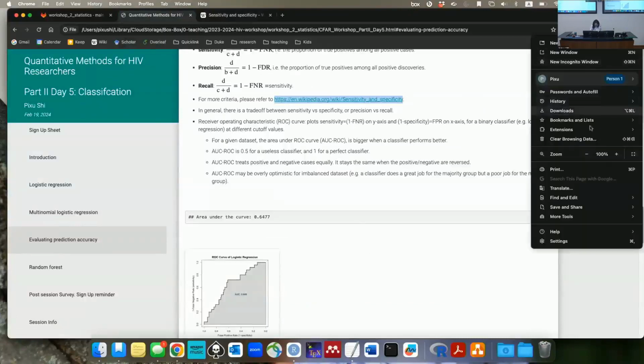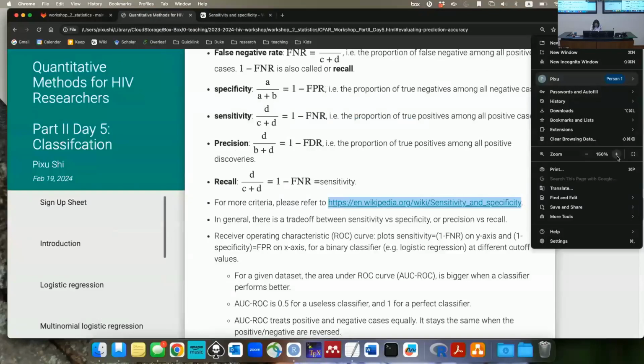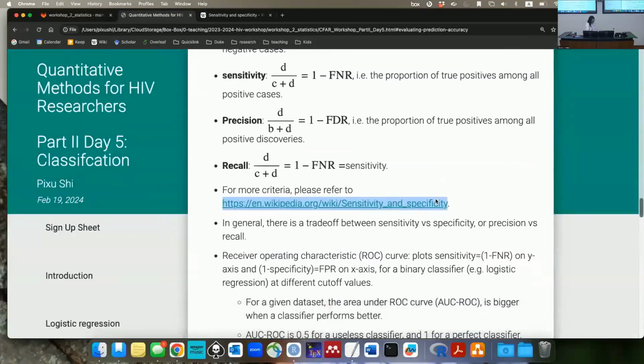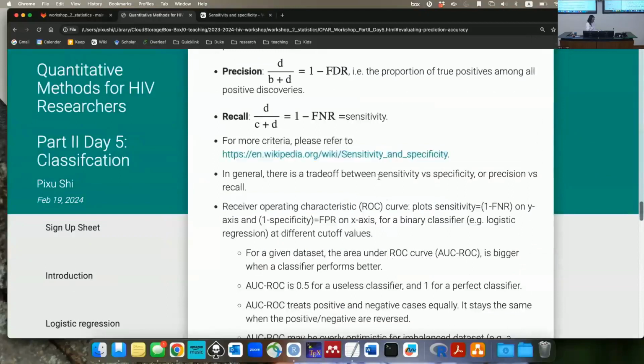And I have to zoom in again. We talk about the trade-off between sensitivity and specificity, and for precision recall, there's a similar trade-off, but it's not really monotone. And you also probably already heard about the ROC curve and precision recall curve, right?